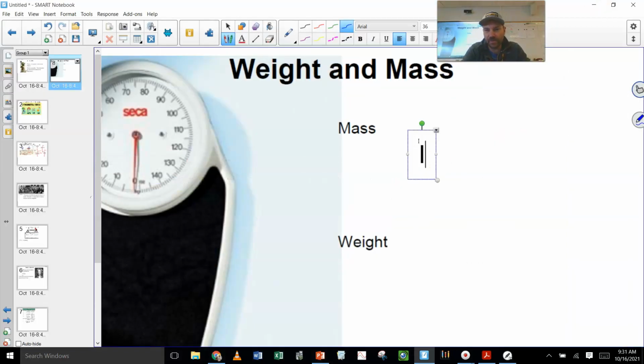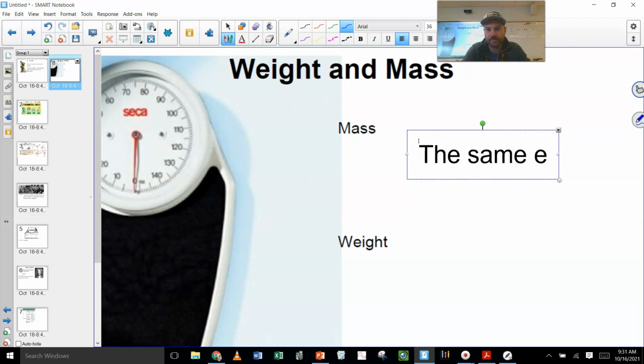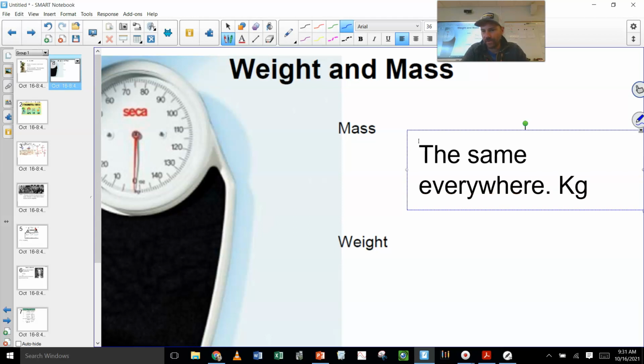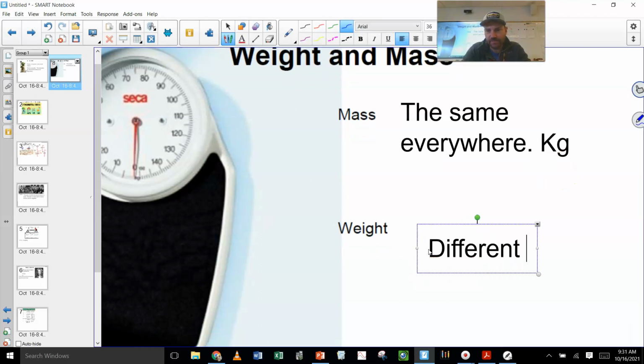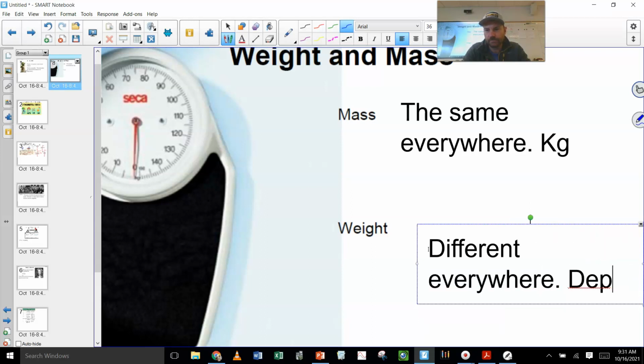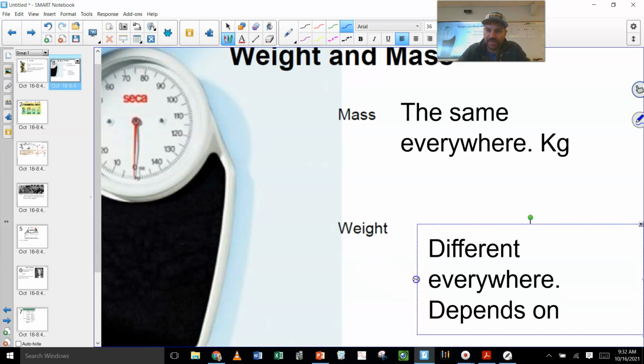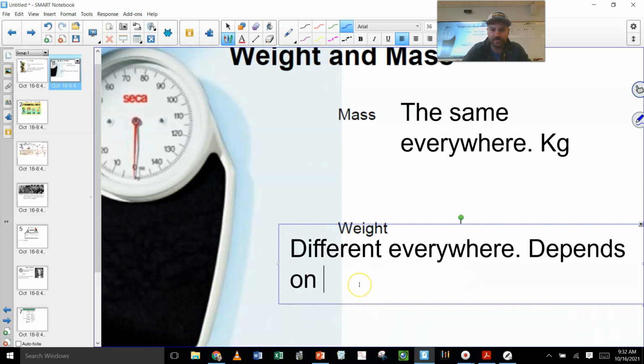So mass. Your mass is the same everywhere. It's in kilograms. My mass on Earth is the exact same as my mass on the moon. It's the exact same as my mass on that neutron star as well. It's kilograms. My weight is different. It's different everywhere, and it depends on what planet, and even where on the planet I'm located.